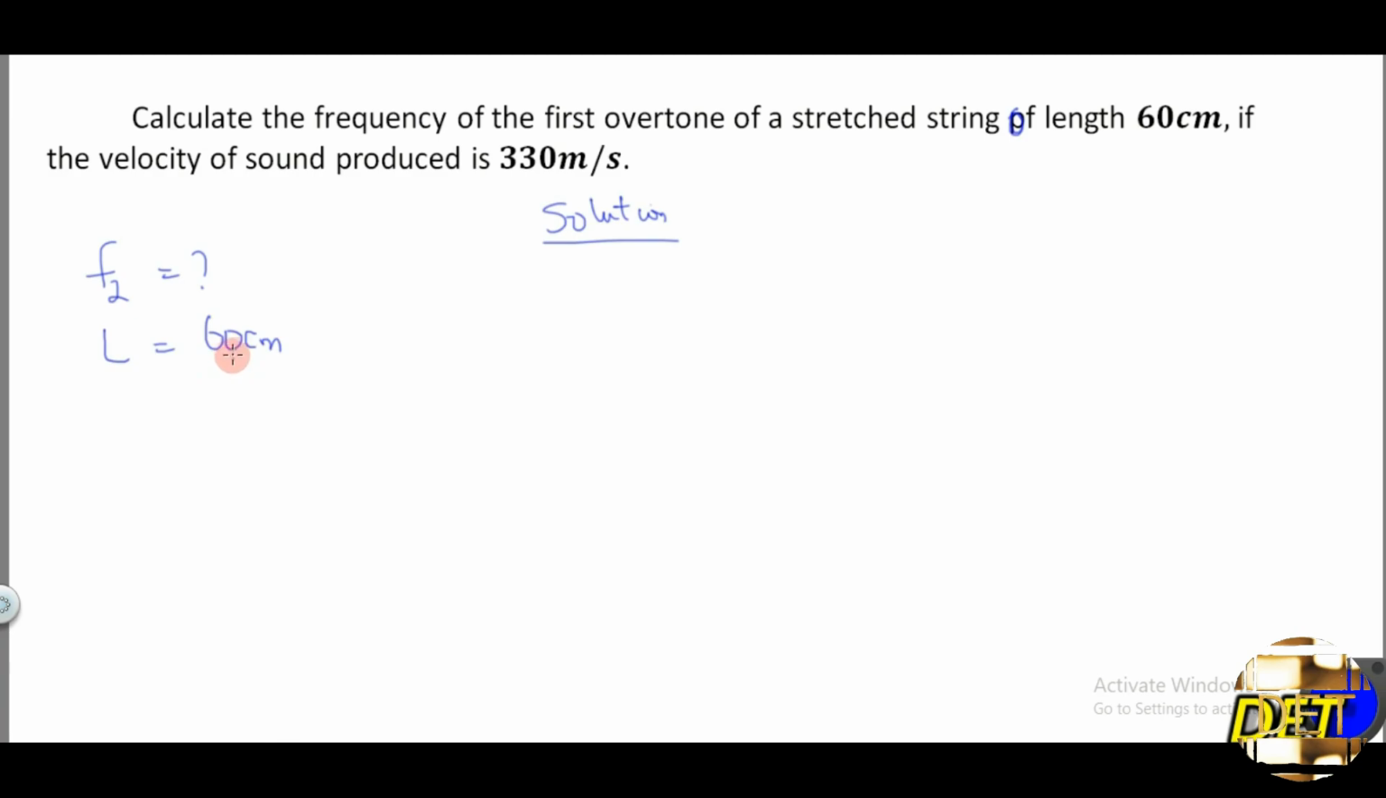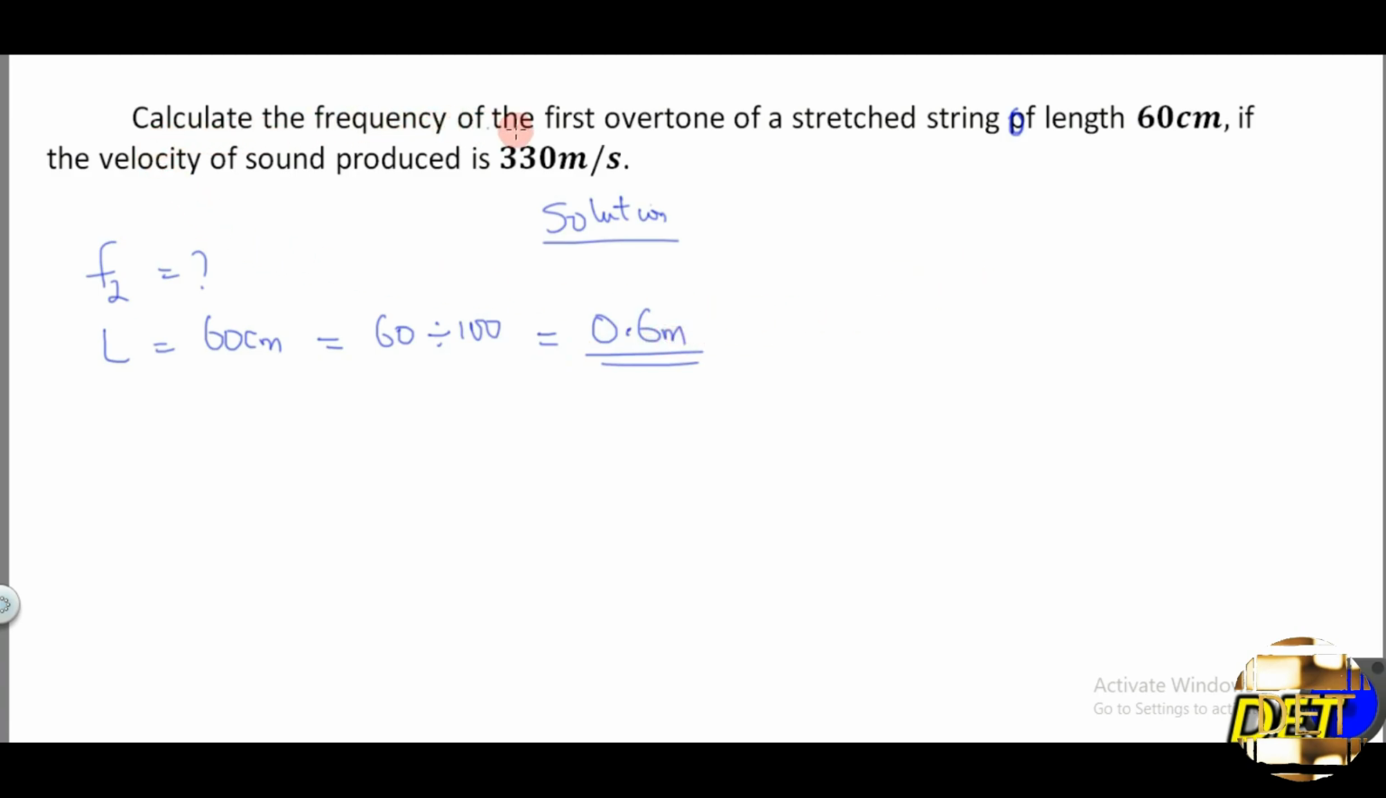And centimeter is not the fundamental unit for length, right? The fundamental unit for length is what? Meters. So I will have to convert this 60 centimeters to meters. 100 centimeters is equal to what? 1 meter. So therefore 60 centimeters will be equal to 60 divided by 100, right? So 60 divided by 100 will give me 0.6 meters. So my 60 centimeters is equal to 0.6 meters.